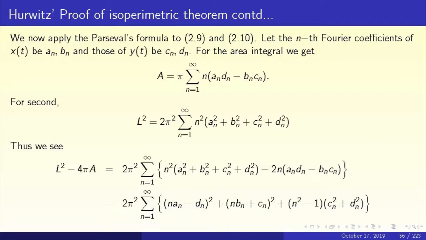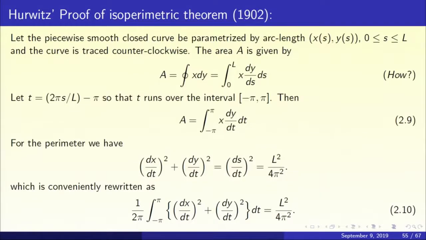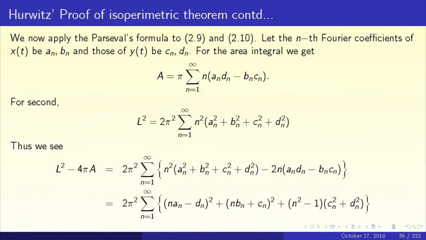What you will get is the formula A equal to pi times summation n from 1 to infinity n times (an dn minus bn cn). You have to fill in the details for this expression for A. Similarly, for the perimeter, L squared equal to 4 pi squared, but there will be a factor of half coming in from the Parseval formula.